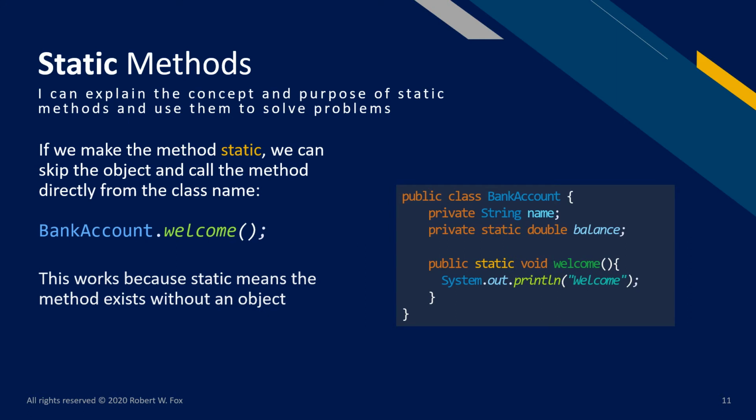Let's suppose I make my welcome method static. So notice you can see I've made that change. It now says public static void welcome. And now that it's static, it exists even if I don't have an object. And so then what I'm actually able to do is call it from the class name. So I don't have to make an object like a and say a.welcome. I can say the class name, BankAccount.welcome. And again, this works because static means the method exists without an object.